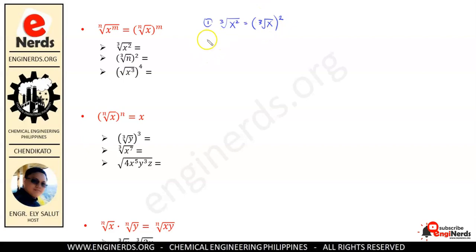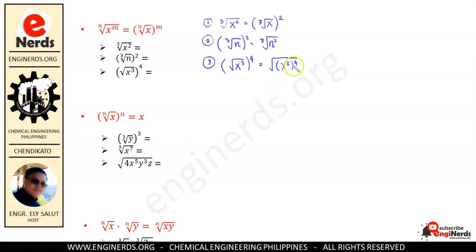Okay? Then, number 2, we have the cube root of n. Okay, then this is raised to 2. Well, this is equal to the cube root of n squared. Then, number 3, we have the square root of x cubed to the 4th. Okay, so basically this will be equal to the square root of x cubed raised to the 4th.